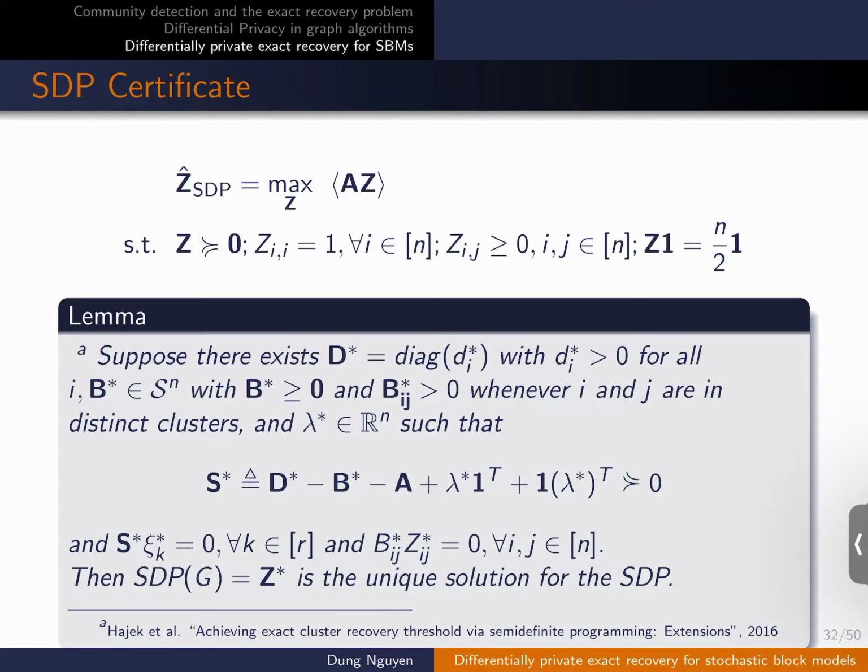Yes. And in order to prove the certificate, the most important thing is to construct the matrix S star here and prove that S star is positive semi-definite. The remaining conditions are kind of easier to construct, but the most difficult thing is this one. So I put it on a different line here.